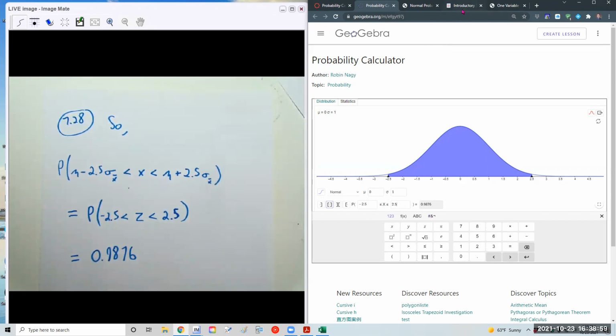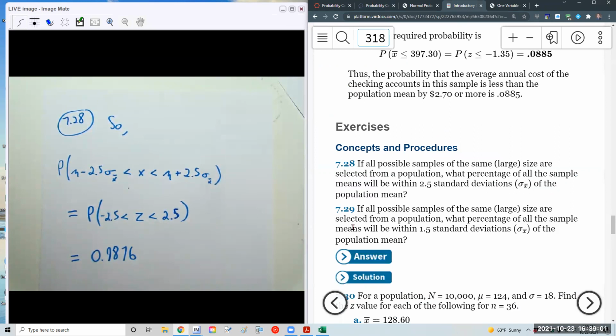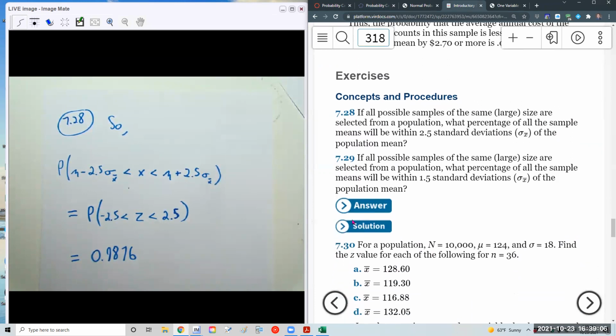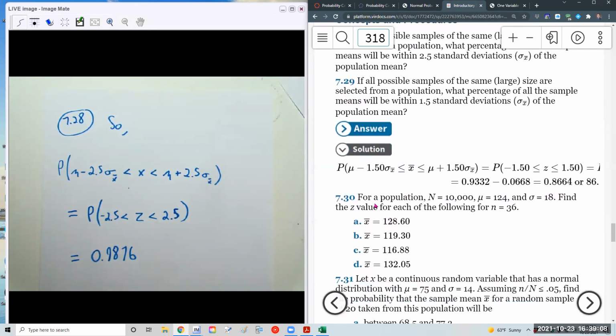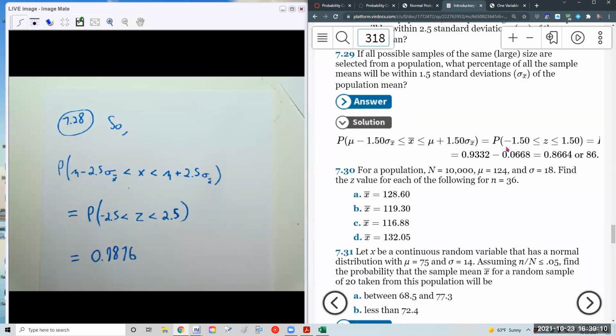So that's that problem. I believe that 7.29 is very similar, and they're giving you the solution here. They just find the z-scores of these two boundaries, which are negative 150 and 150, and then they take it over to the calculator.